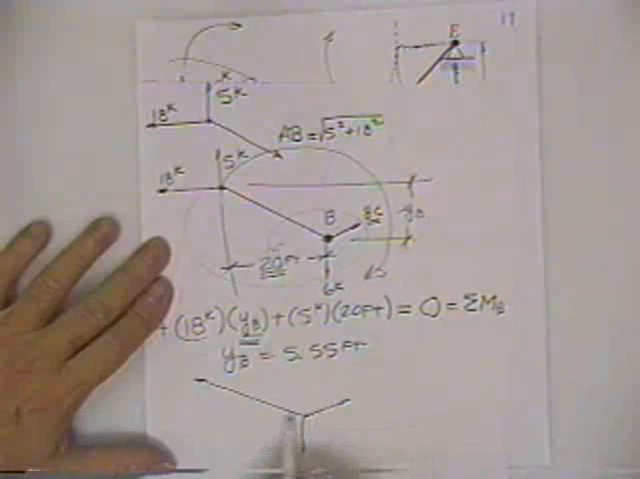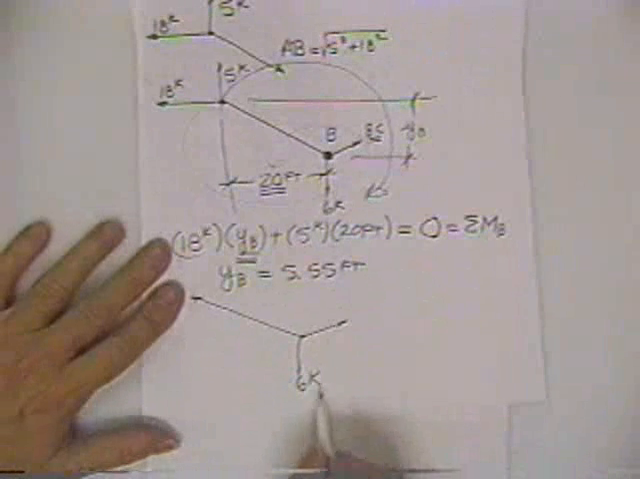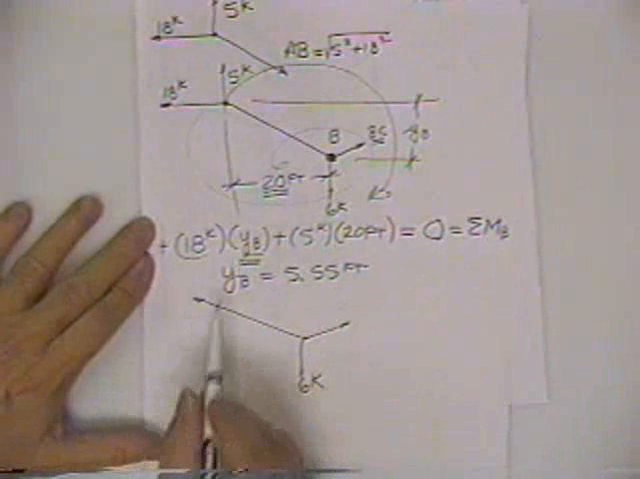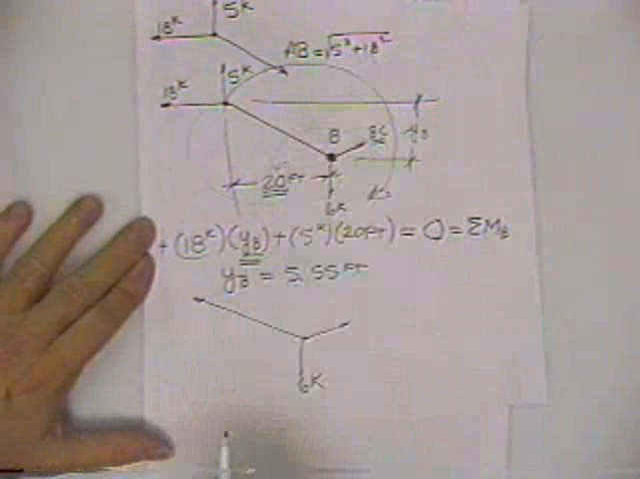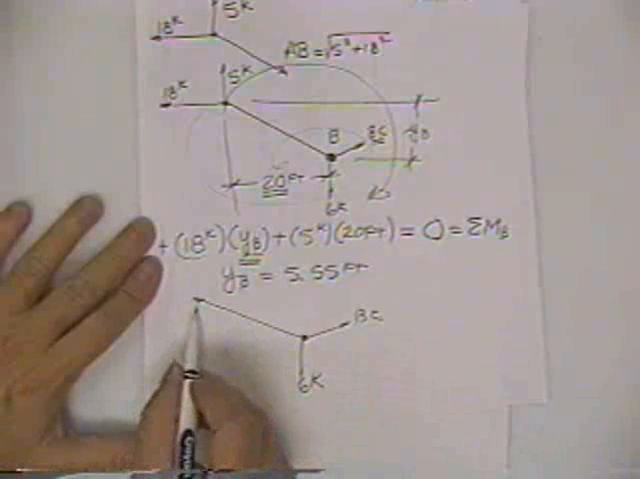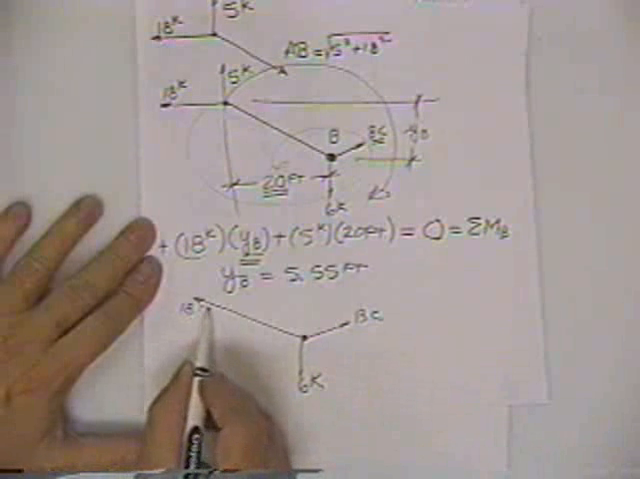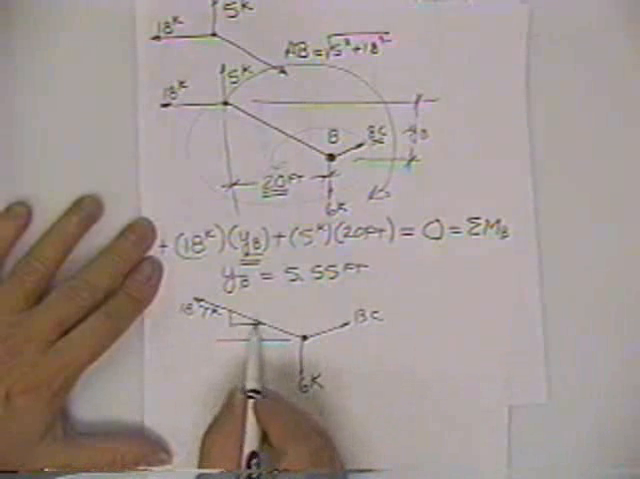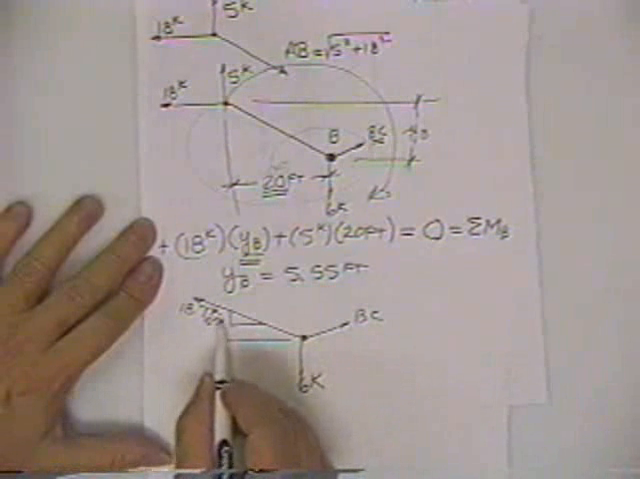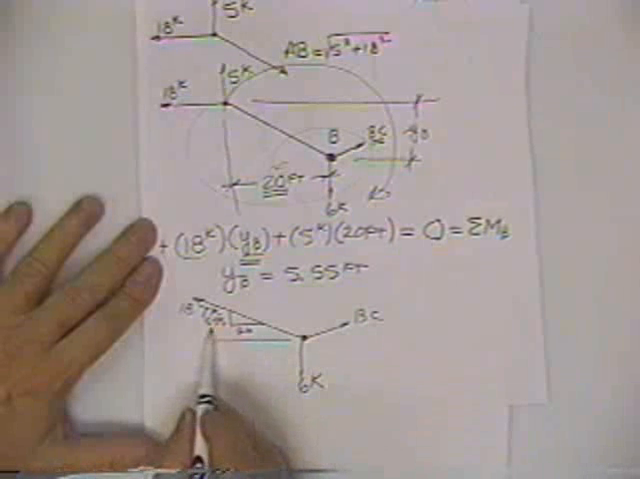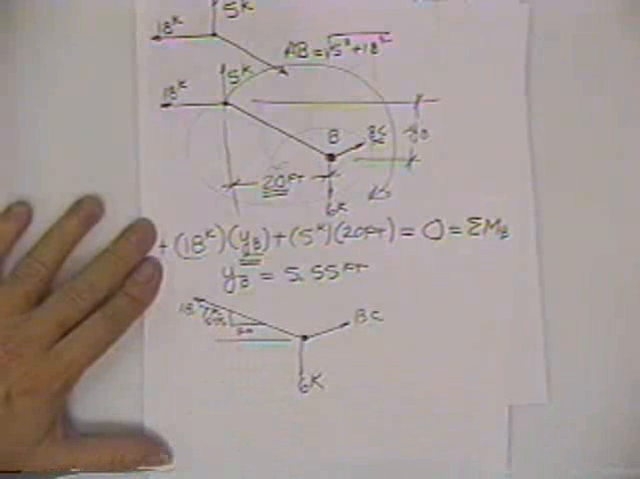You can sum forces horizontal. You can sum forces vertical. This is your 6 kip force. Here is your, we didn't solve for that. What was 5 squared plus 18 squared? 18.7. That was 18.7 kips. We now know that this force is sitting at an angle. 5.55 by 20. Rather than calculating the angle, there's 5.55 drop and 20 horizontal.